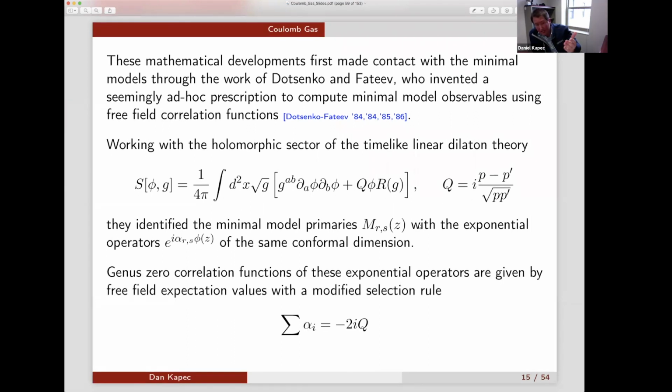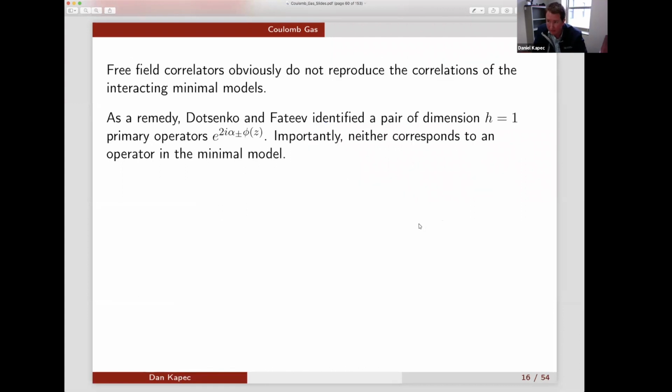Now, it's still a free theory, so genus zero correlation functions are just given by free field expectation values with a modified selection rule, which I'll discuss later, but those obviously don't reproduce the correct correlation functions in an interacting theory. So the solution, according to Dovzhenko and Fateev, was to use these two operators. They're exponential operators with momenta 2 alpha plus and alpha minus.